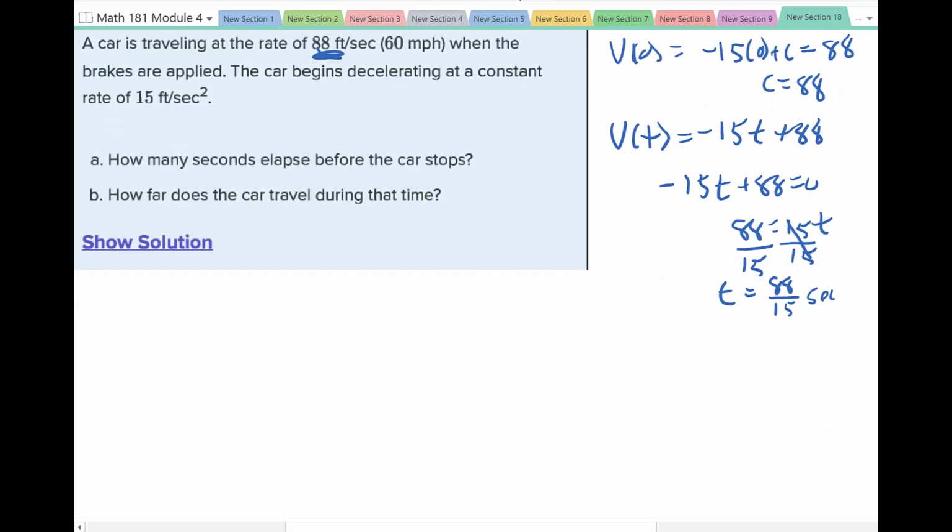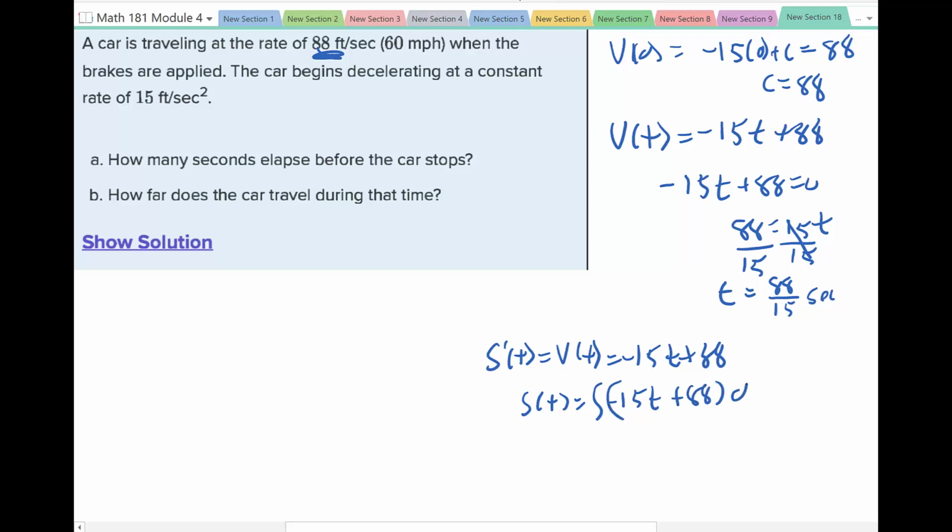Okay, part B to this says how far does the car travel in that time? So we have to think about the relationship of position and velocity, and that the derivative of the position function is the velocity function. So negative 15t plus 88. So that means the position function is the integral of negative 15t plus 88 dt.